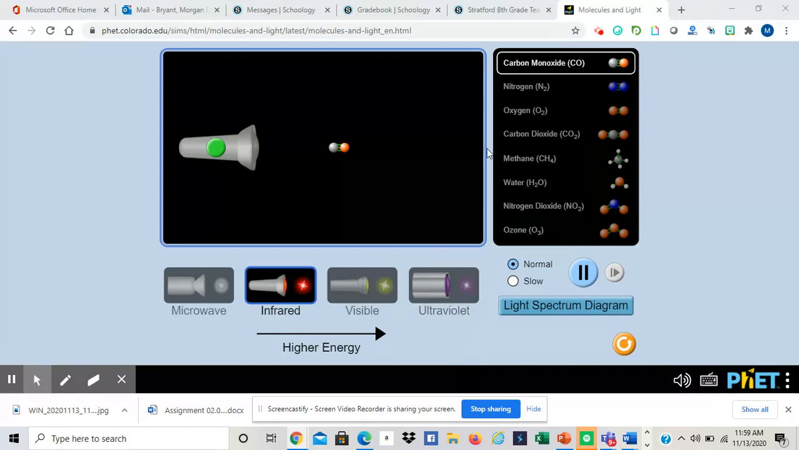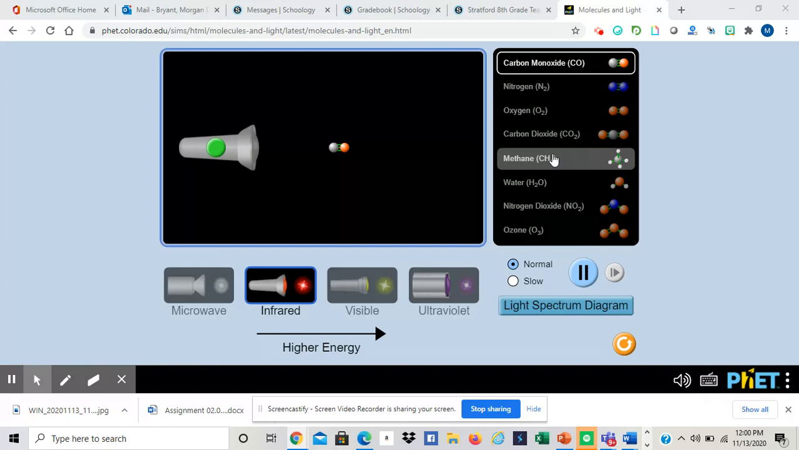So the first thing we're looking at are our four main greenhouse emissions: nitrogen, oxygen, carbon dioxide, and water. And we're going to see how visible light or infrared radiation affect the molecules.